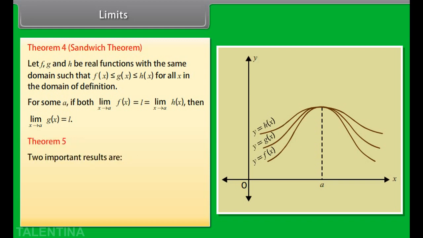Theorem 5. Two important results are limit x tends to 0 of sin x by x is equal to 1, and limit x tends to 0 of (1 − cos x) by x is 0.